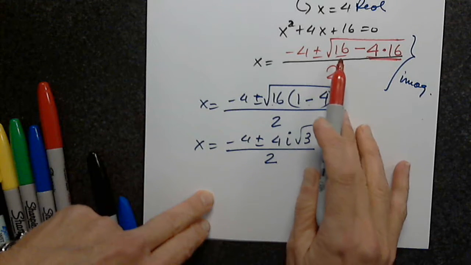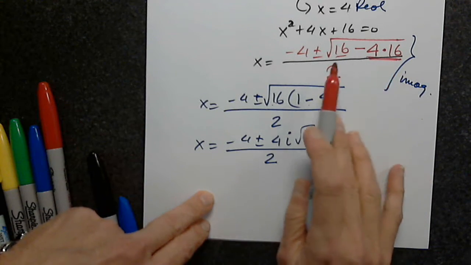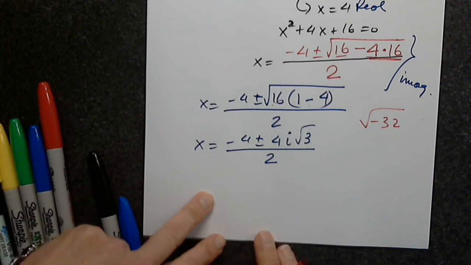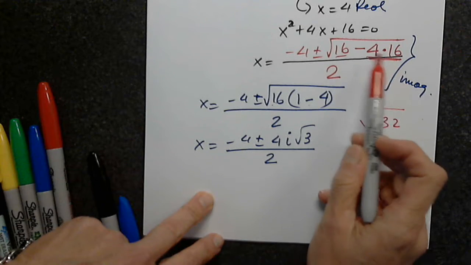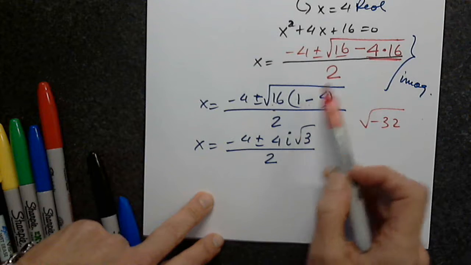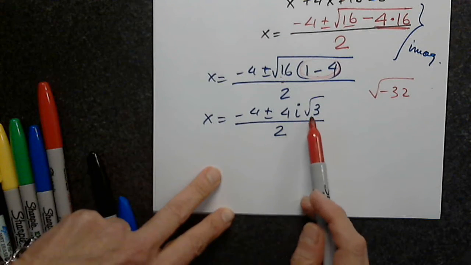If you perform the operation, 16 minus 4 times 16 will be 16 minus 48, and you get -32. And now you have to go back and do something with the square root of -32. Instead, I notice that 16 is a common factor. Once I take it out, I have 1 minus 4, which is -3, which is i the square root of 3.